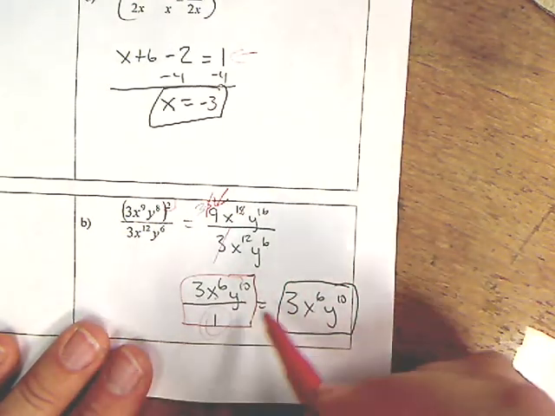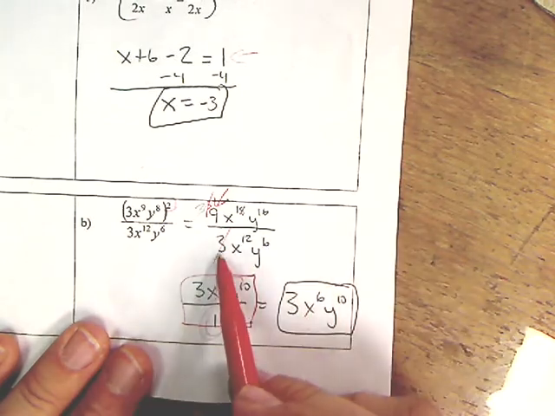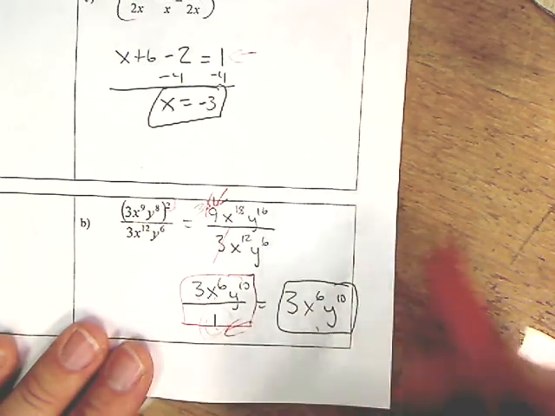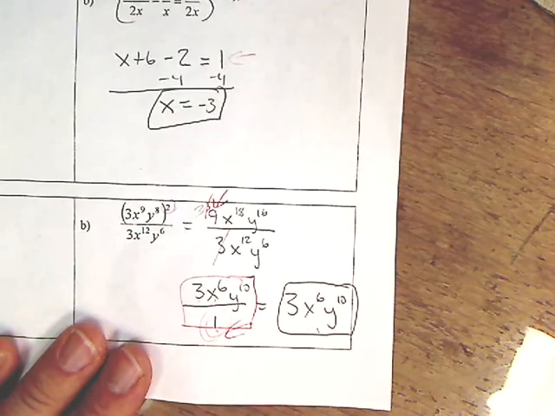We don't write the 1 underneath because that's just weird. Or that's just a 1 times 1 times 1. That's where the 1 came from. And there it is. Good luck.